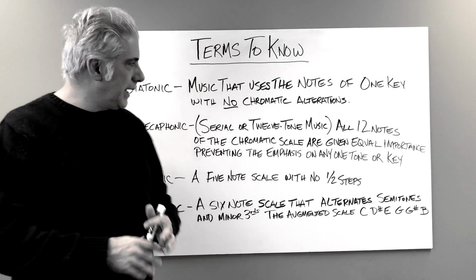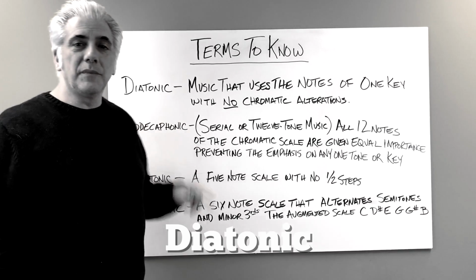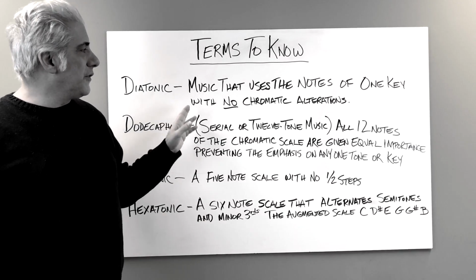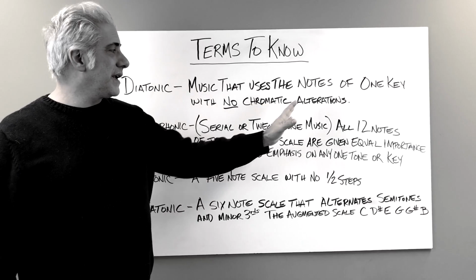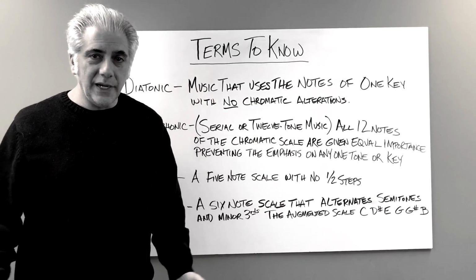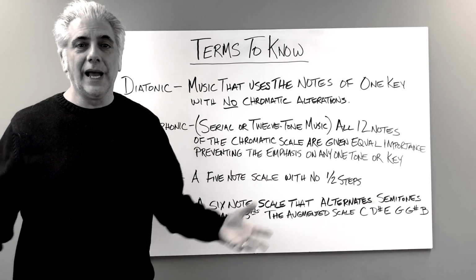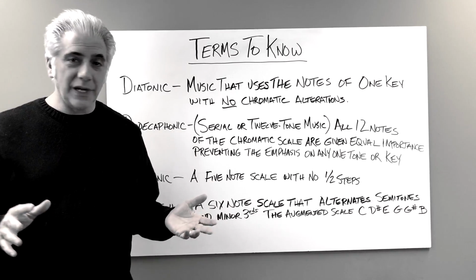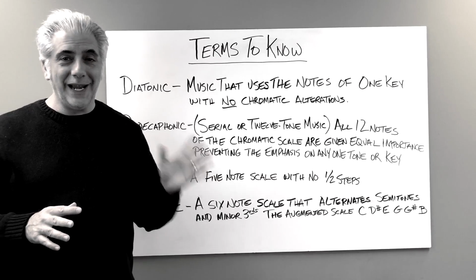So let's start with the beginning, which is the term diatonic. You hear me say this all the time. Diatonic is music that uses the notes of one key with no chromatic alterations. The key of C, the key of G, the key of E flat. You hear the term all the time, and that's what it means. Like a C major scale, just C, D, E, F, G, A, and B.